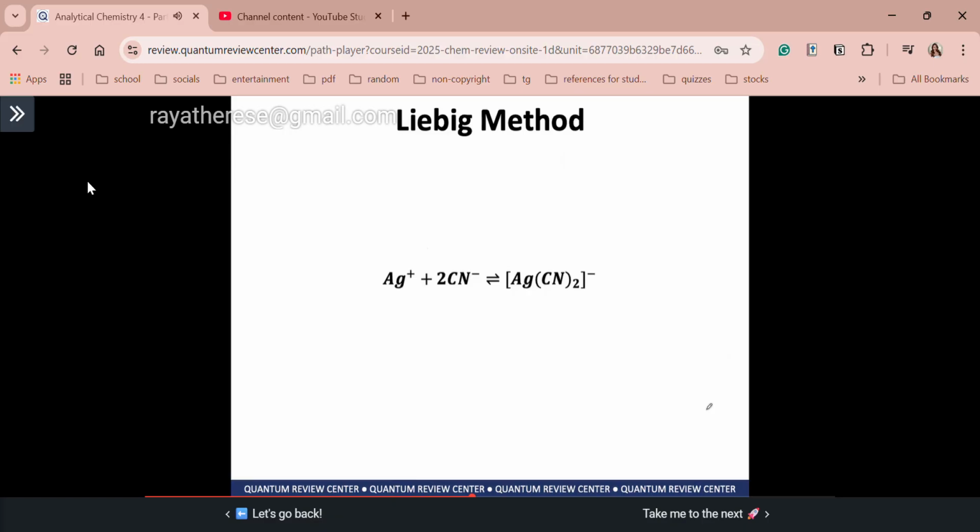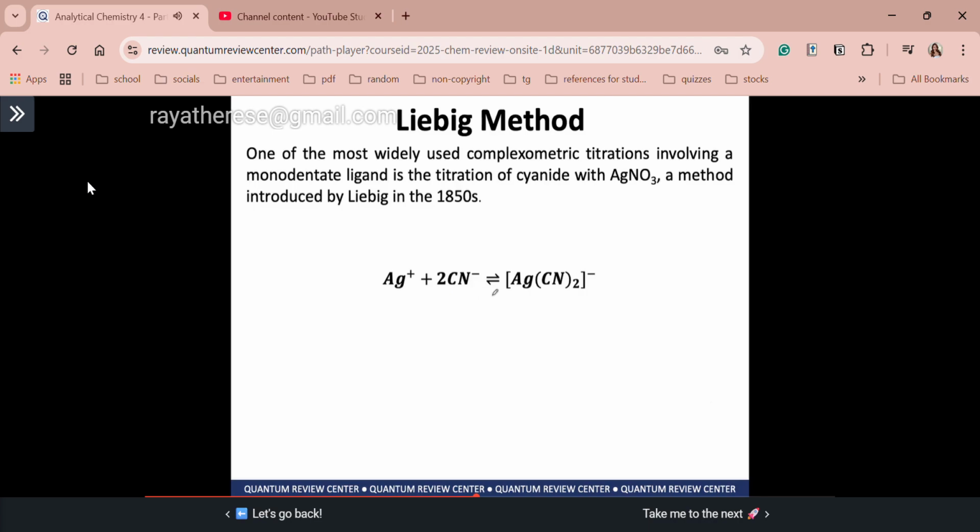So here, your metal ion is silver, siya ang titrant. Di ba? Kakaiba. Yung metal ion yung titrant and ang analyte class ang ligand na cyanide. Okay, so let's look at this method. It's one of the most widely used complexometric titrations that involves a monodentate ligand. So di ba kanina poly or multidentate with EDTA. Ito, monodentate na class ang cyanide.